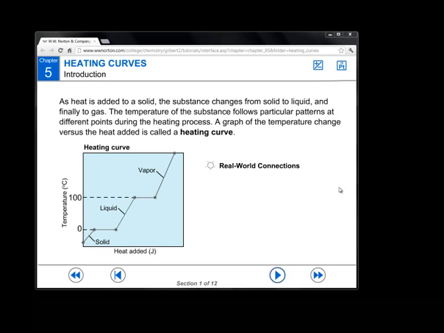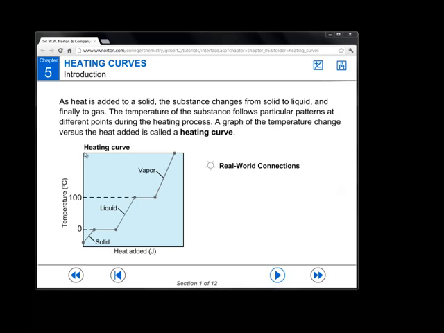Okay, in this podcast we're going to talk about heating curves, and most of this should be a review from Honors Chem. If you recall, every substance has a heating curve that looks exactly the same as any other substance, has the same shape. Now this is a physical change, right? I'm just changing phase from solid, liquid to gas.